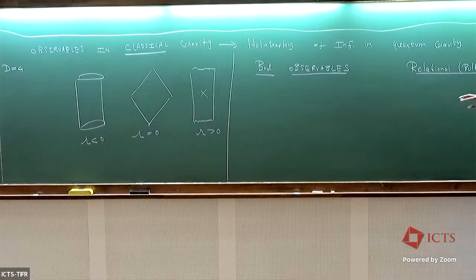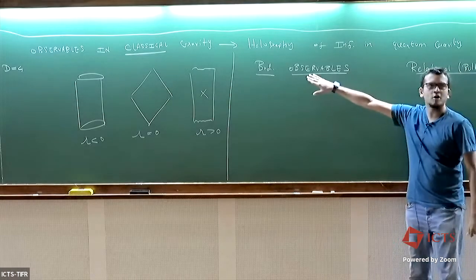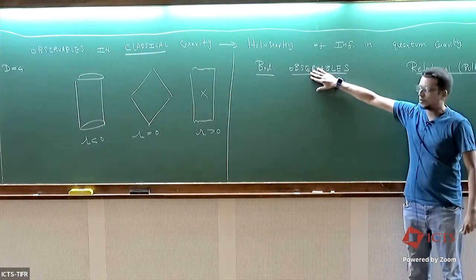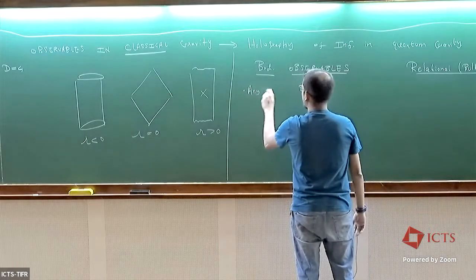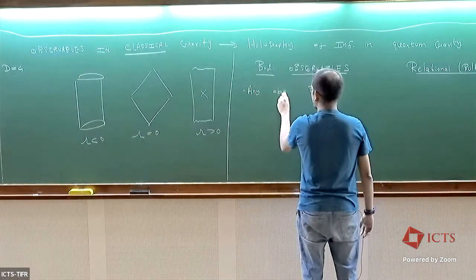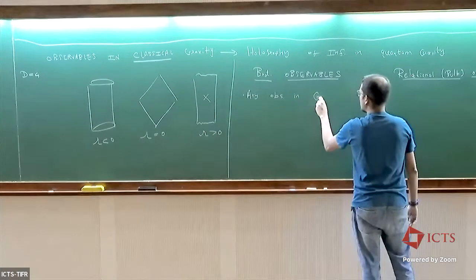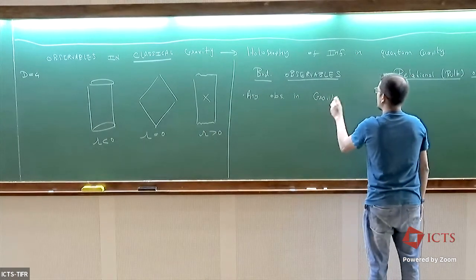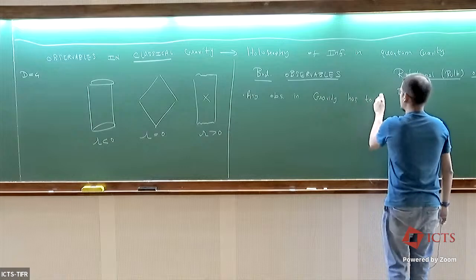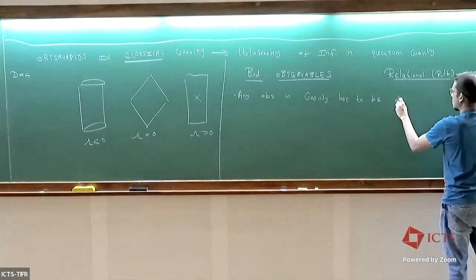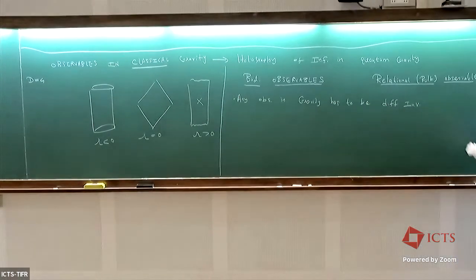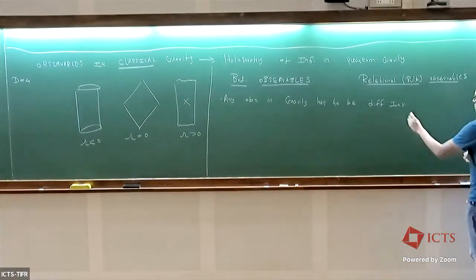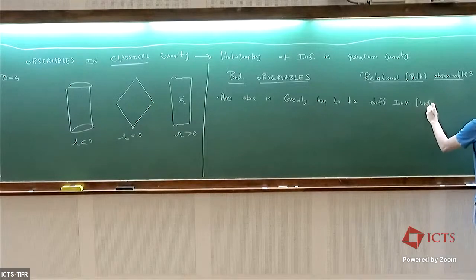So let me first describe what these boundary observables are, which are actually formally very easy to motivate, because the point is that any observable in gravity has to be diffeomorphism invariant under all diffeomorphisms which do not change the boundary condition. So under all small diffeomorphisms.